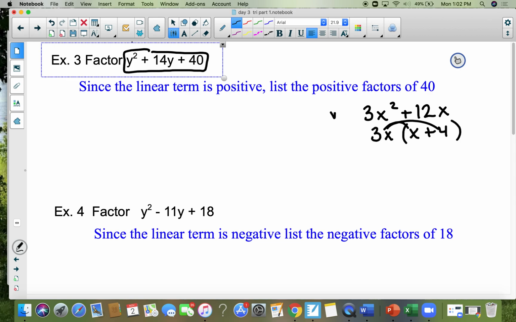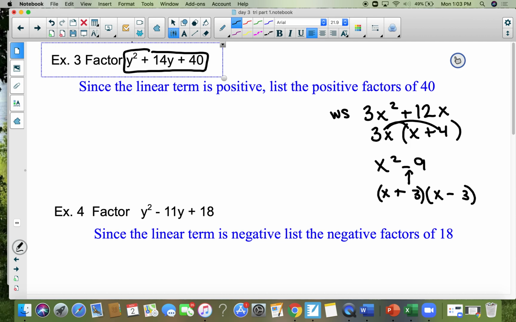So on the worksheet, you also had x squared minus 9. There's a difference of two perfect squares. You put an x here, you put an x here, you put a 3 here, and you put a 3 here, because that's perfect. And don't forget your plus or minus. So that's what we did on the first worksheet.